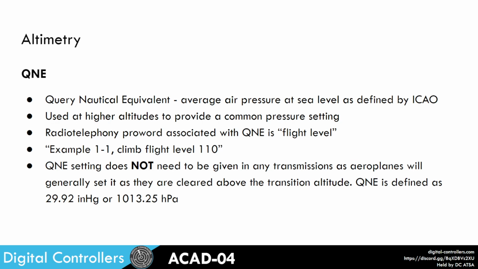The QNE is defined as 2.992 inches of mercury, where when we're transmitting over the radio, we wouldn't pronounce the decimal, or 1013.25 hectopascals. Generally, when we are giving hectopascals, we would not give the last two digits, but that is the full definition.